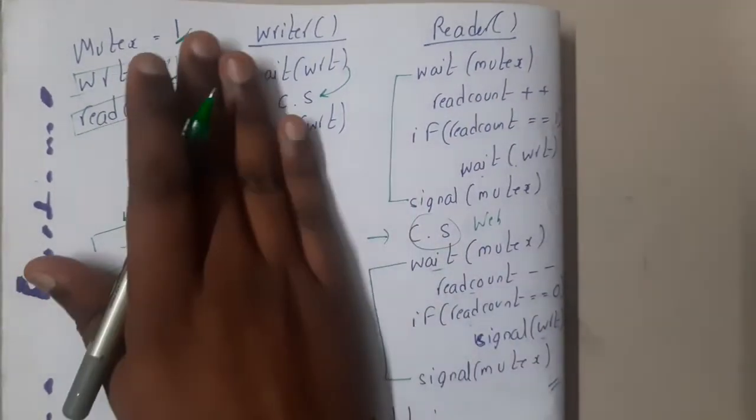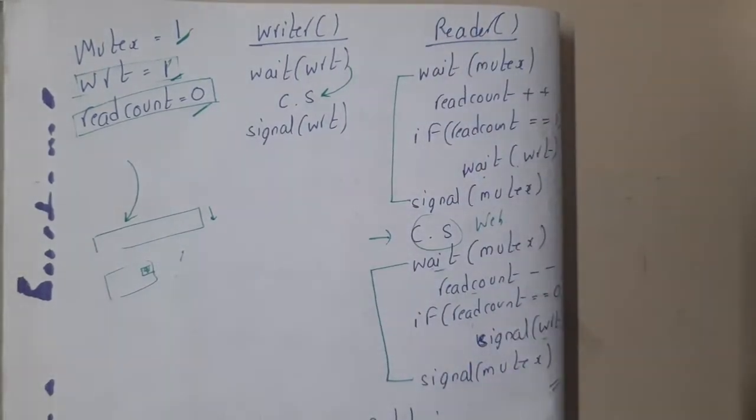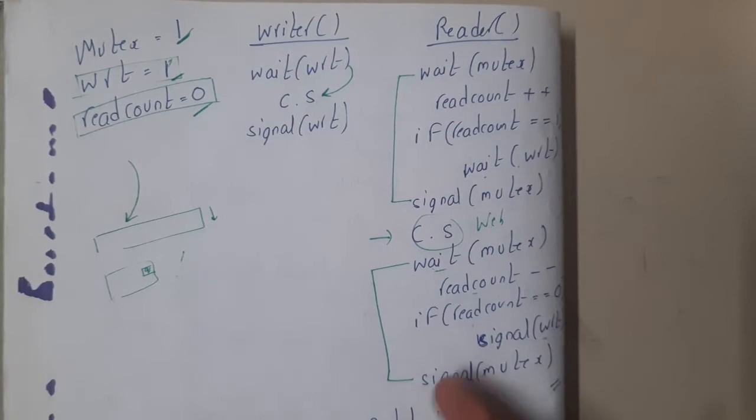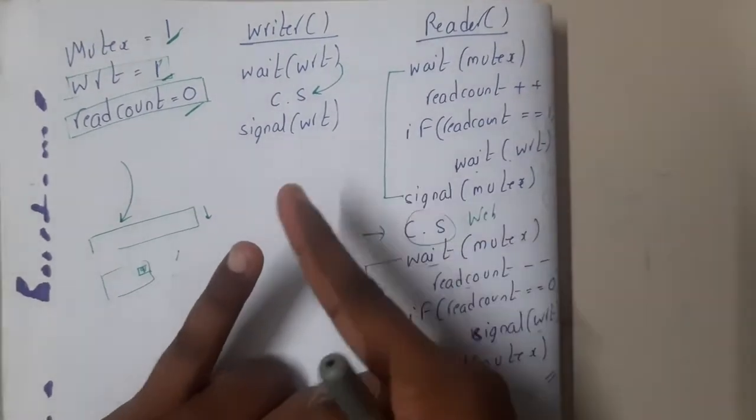So if you understood how I have explained, if you try a particular code in this way, you can decode it, right? So how exactly it is working. That is what we need to do in GATE also. So that's an advantage for us, right? So now I hope everyone got a clear idea with the reader problem, right?